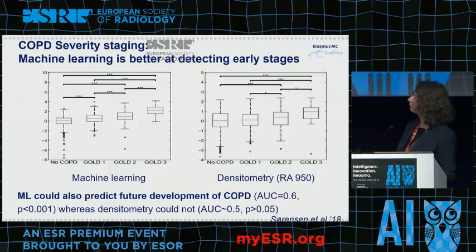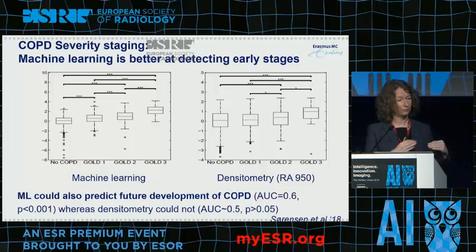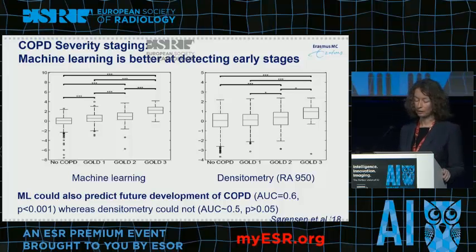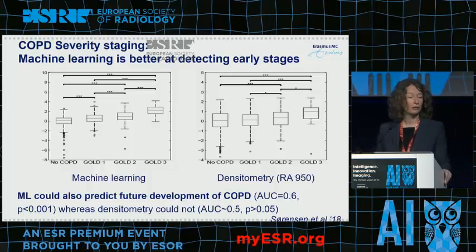On the right, densitometry, and you see that the machine learning can also find clearly a staging difference, can clearly recognize the different stages, whereas densitometry was not able to discriminate between no COPD and mild COPD.